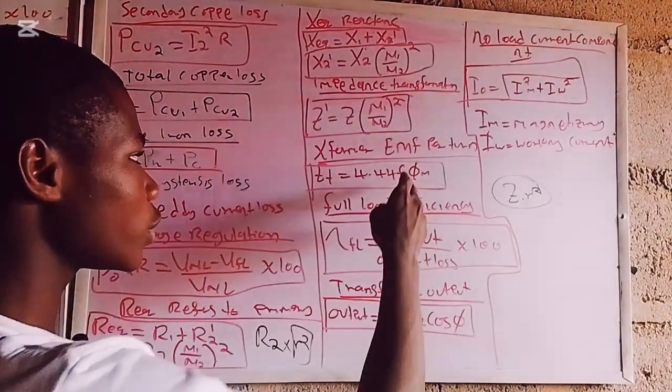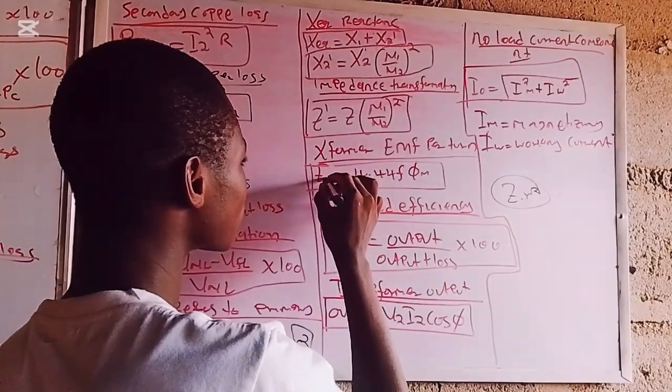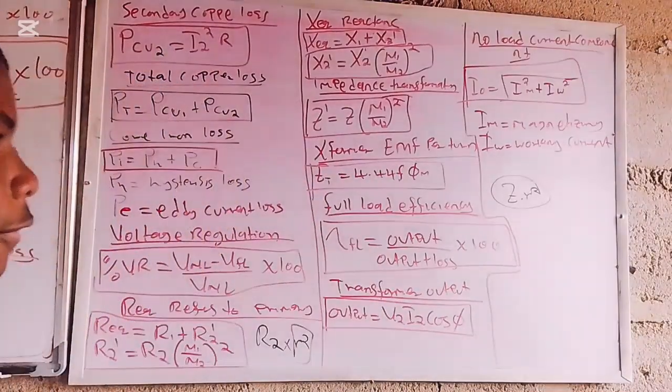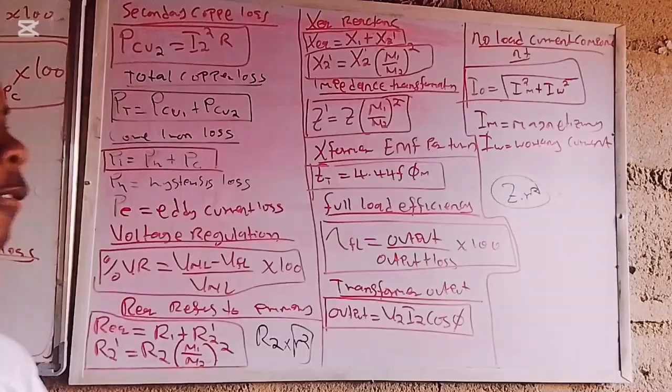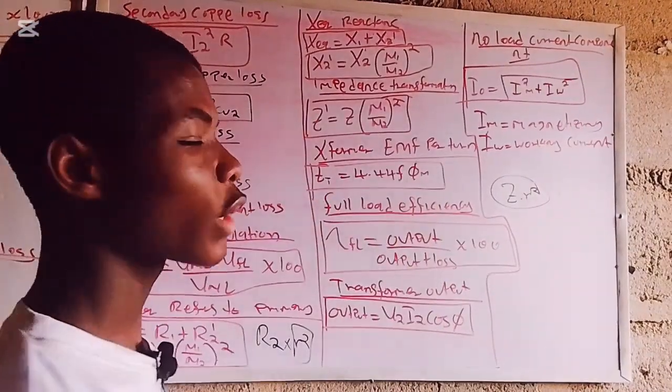And we have the transformer EMF per turn, which means we're excluding the number of turns. The EMF per turn, which is ET, is 4.44 f times the maximum flux, but there is no number of turns.